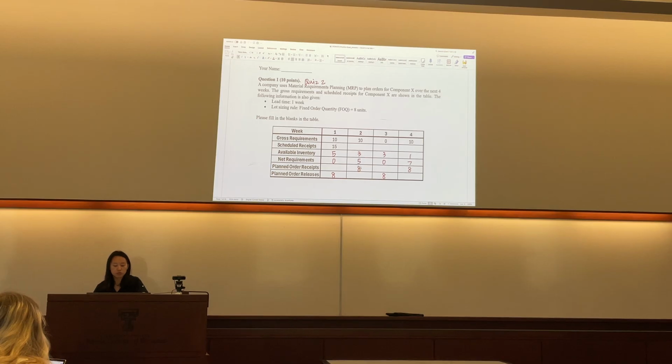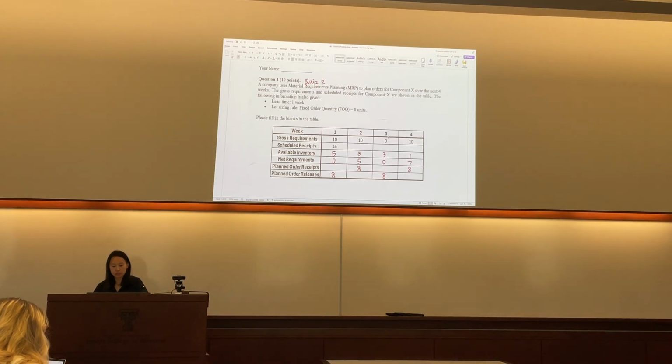And in order to receive the 8 units in week 2, we have to place the order in week 1. So that's why we have 8 over here under column 1. Okay. Now at this point, you have 5 as the net requirement. You have planned order receipts 8. 8 minus 5, that is 3, which is the available inventory for week 2.